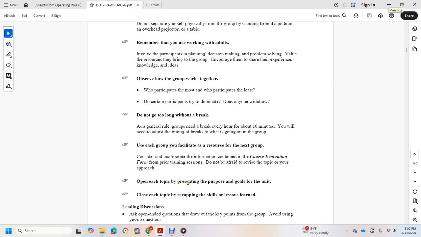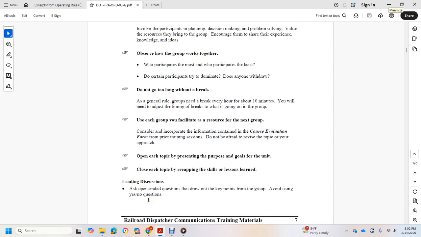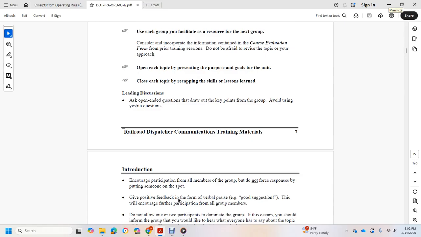On each topic, present the purpose and goals of the unit, and close each topic by recapping the skills and lessons learned. Leading discussions: an open-ended discussion will draw all key points from the group, so avoid yes or no questions. Encourage participation from all members of the group. Do not force responses by putting someone on the spot.